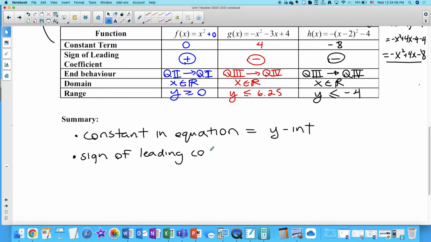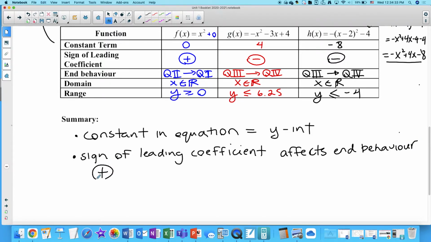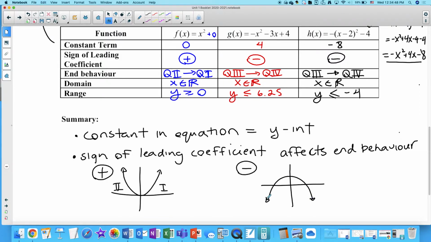The sign of the leading coefficient, well, again, similarly to linear functions, this is going to affect the end behavior. When it was positive, the end behavior was Q2 to Q1. When it was negative, it was Q3 to Q4. So this affects end behavior. Okay, so positive, Q2 to Q1. Negative, Q3 to Q4. Okay?